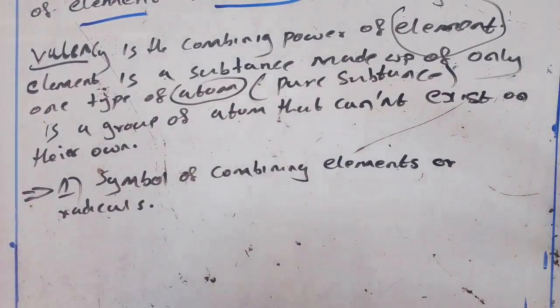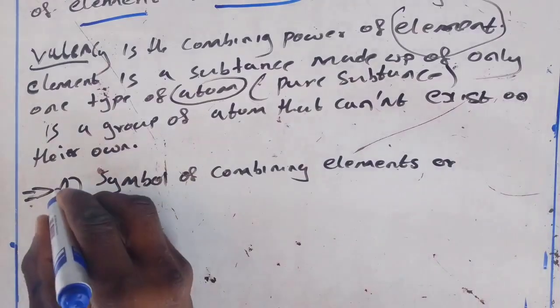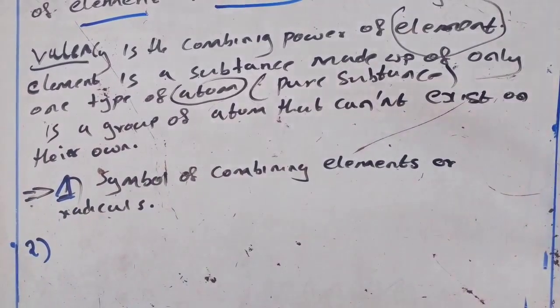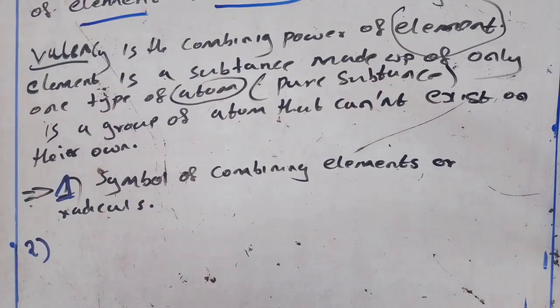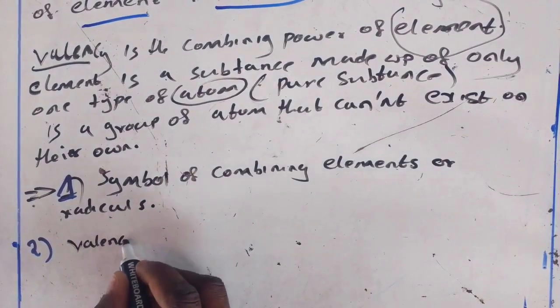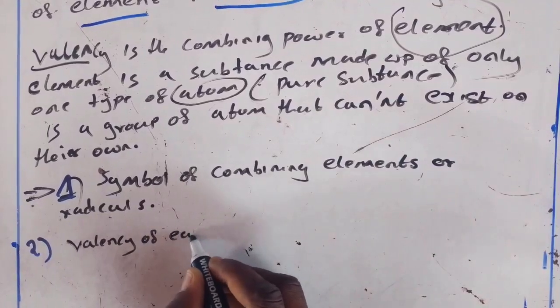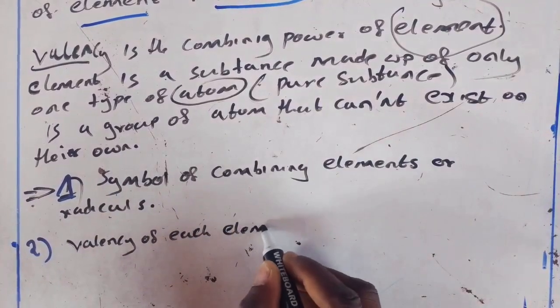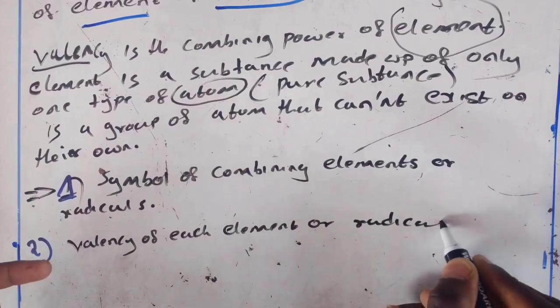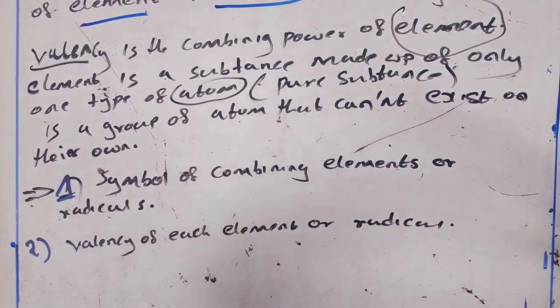Having written the symbol of the combining elements, we're now going to step two. Step two: you write the valence of each element or radical. So step one, you write the symbol of the combining element or radical.